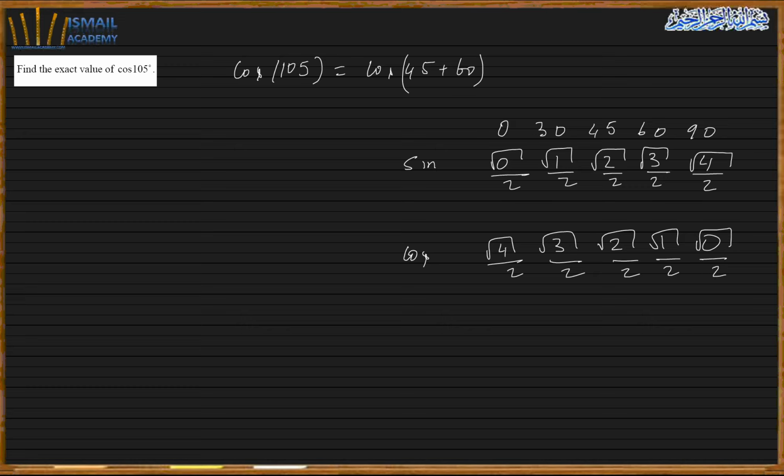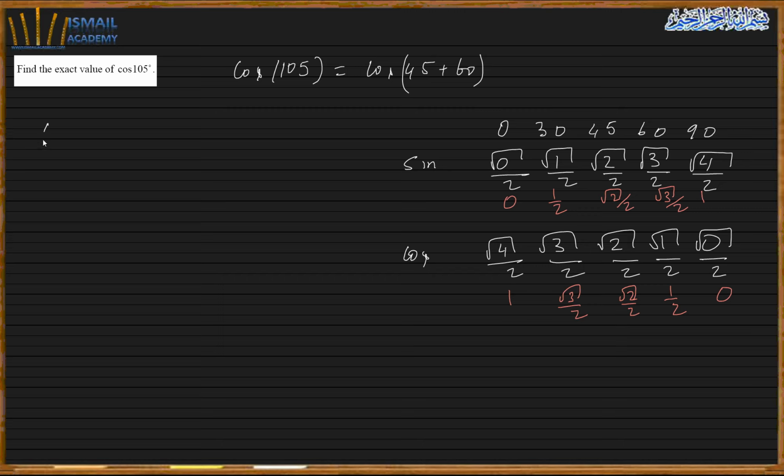So as you see here, sine of 0 is 0. This is 1/2. This is square root of 2 over 2. This is square root of 3 over 2, and this is 1. For cosine, it is going to be 1, square root of 3 over 2, square root of 2 over 2, 1/2, and 0. So those are the values you need to know to do that question.